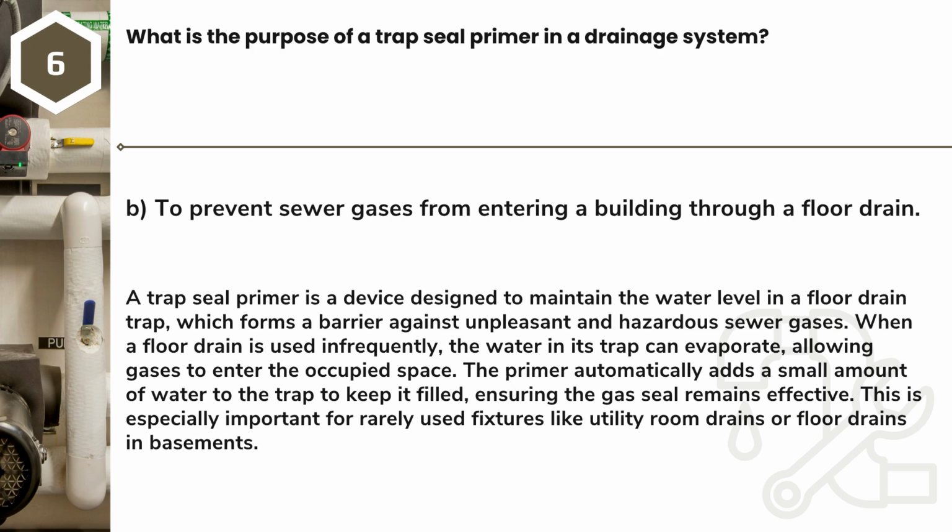Answer: B. To prevent sewer gases from entering a building through a floor drain. A trap seal primer is a device designed to maintain the water level in a floor drain trap, which forms a barrier against unpleasant and hazardous sewer gases. When a floor drain is used infrequently, the water in its trap can evaporate, allowing gases to enter the occupied space. The primer automatically adds a small amount of water to the trap to keep it filled, ensuring the gas seal remains effective. This is especially important for rarely used fixtures like utility room drains or floor drains in basements.